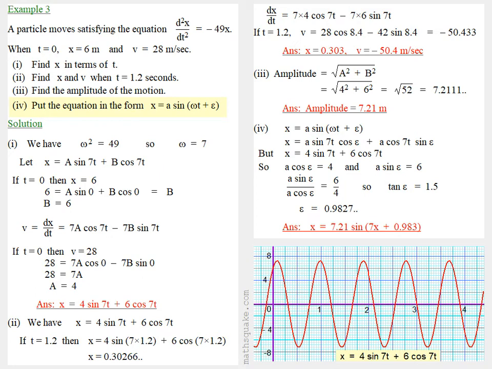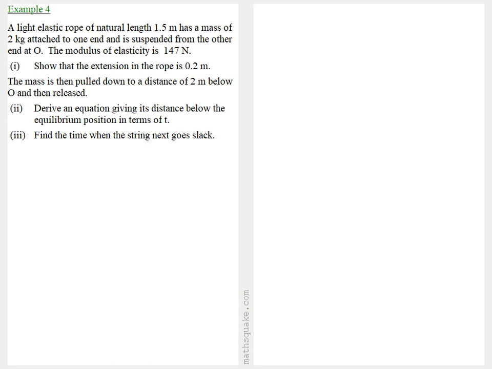Now if we want to, we could draw the graph of x equals 4 sine 7t plus 6 cos 7t, and we can see on the graph that we've actually got an amplitude of 7.21. Let's have a look at one more example.